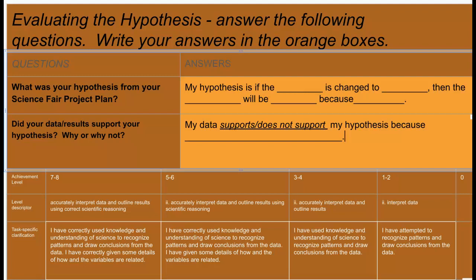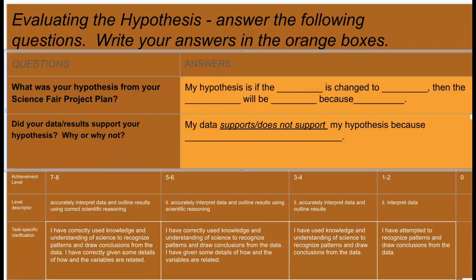For slide 8, you will need to answer 2 question prompts. The first question prompt is, what was your hypothesis from your science fair project plan? And the second is, did your data or results support your hypothesis? Why or why not?